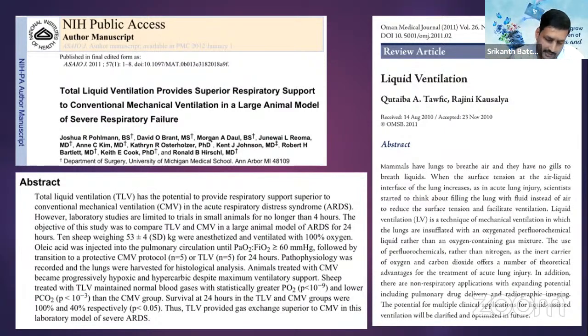So what is this liquid ventilation? Normally we do the gas exchange. Instead of gas exchange, they select a carrier to carry the oxygen and remove the carbon dioxide. So when you choose an ideal agent, the ideal agent for carrying on.